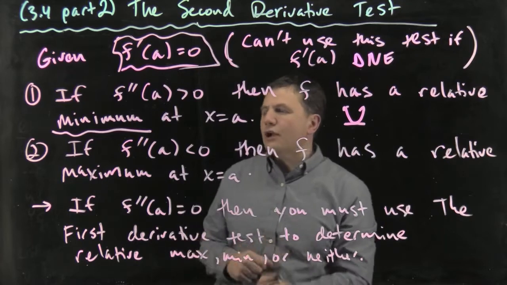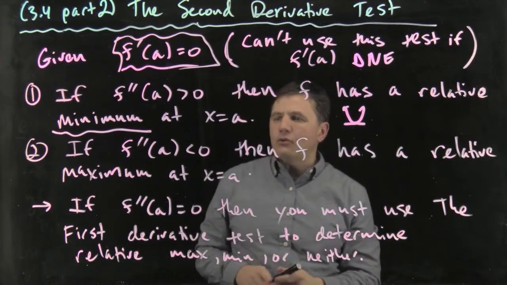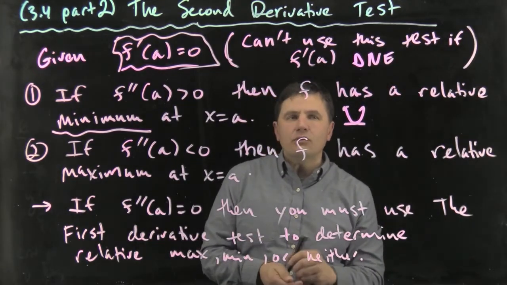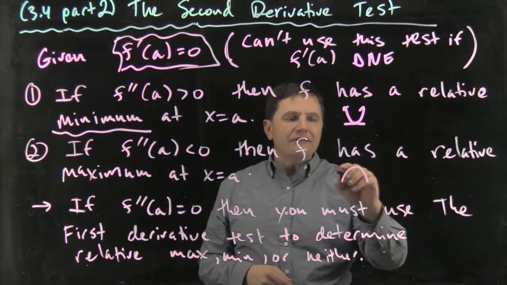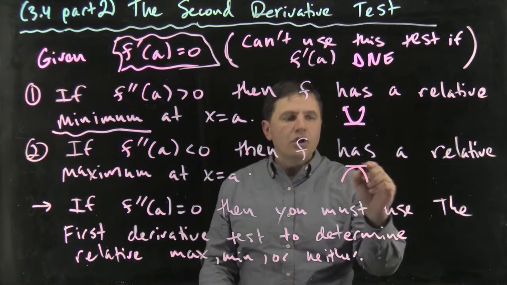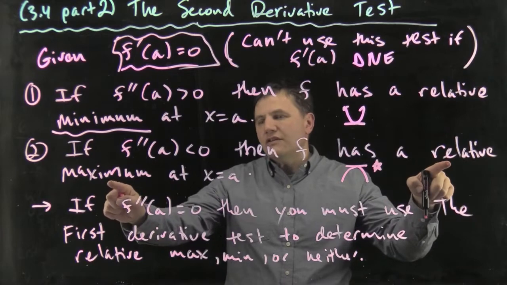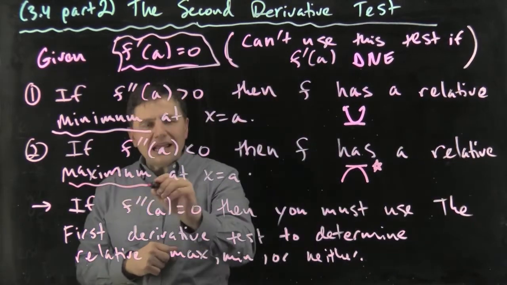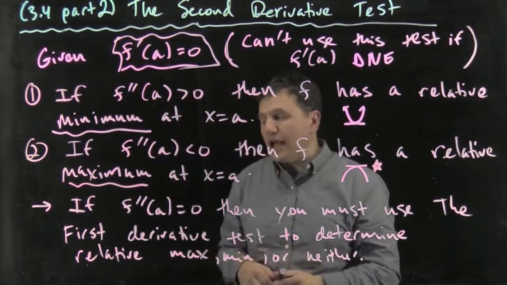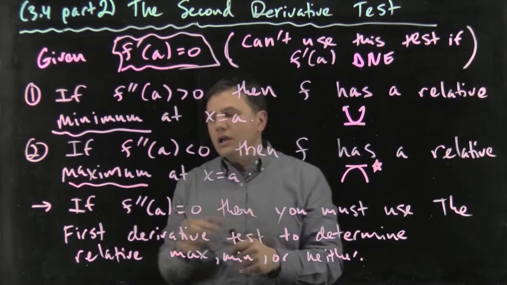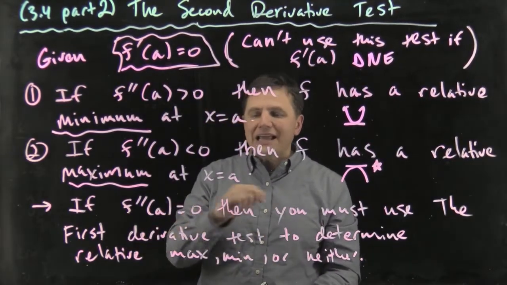Conversely, if we take that critical point, plug it into our double derivative, and we get something less than 0, well, now that means I'm concave down with that horizontal tangent, which means that that is a relative maximum at x equals a.